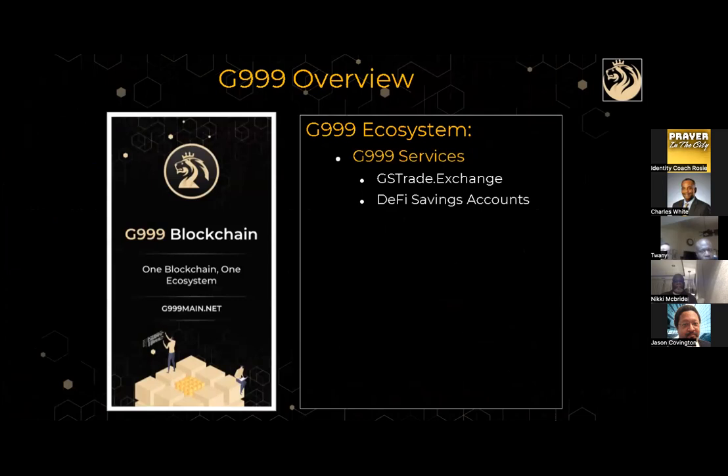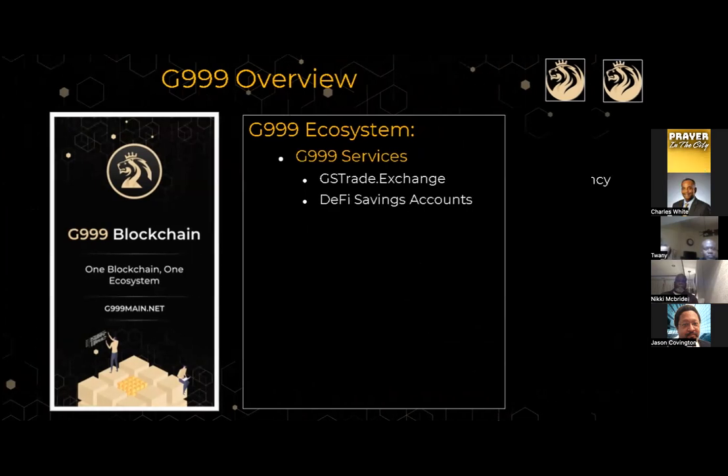Now let's talk about some of the G999 ecosystem services before we move into some things in the back office. There are two main services that we reference right now. We're not talking about certificates. We're not talking about anything else. We're talking about services that the G999 itself runs. They are gstrade.exchange and the DeFi savings accounts.